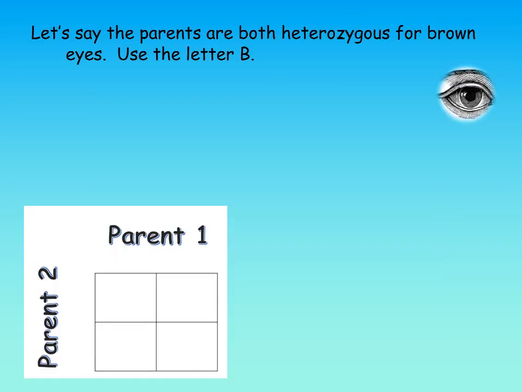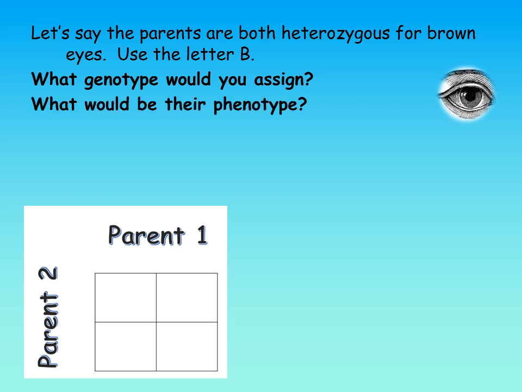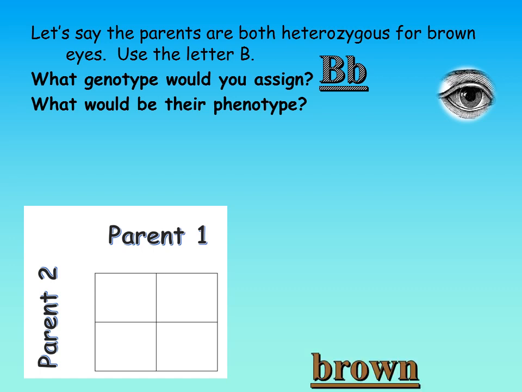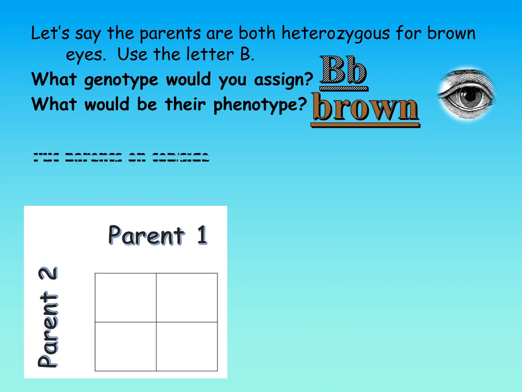So let's say the parents are both heterozygous for brown eyes. We're going to use letter B, looking at eye color this time. So let's imagine or think about what's the genotype you would assign. Hopefully you came up with big B, little b, one of each. And what would be their phenotype? Well, if you know eye color that's dominant, then this would be brown. So we're going to fill in our parents, big B, little b, big B, little b.